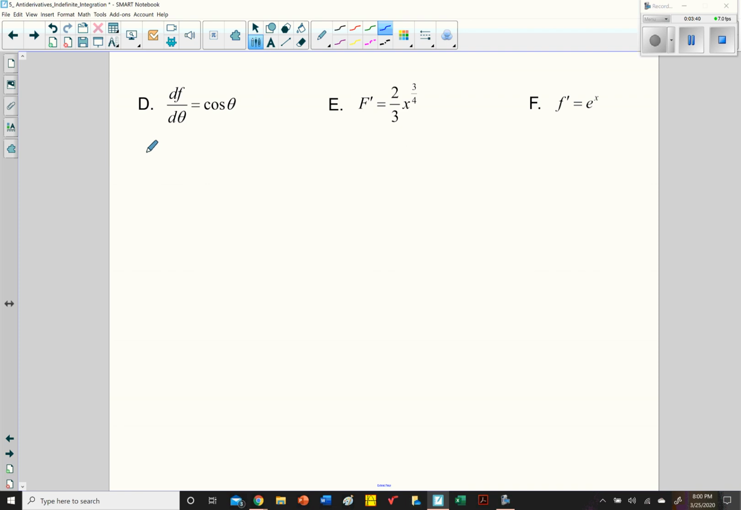In this case, the function f of theta, if you think back about derivatives, the derivative for sine is cosine. So the antiderivative for cosine is going to be sine of theta plus a constant.